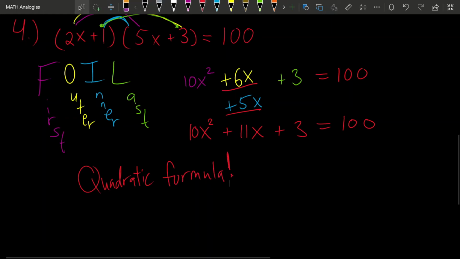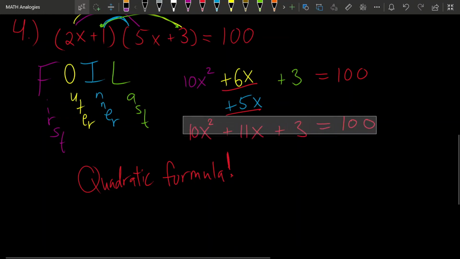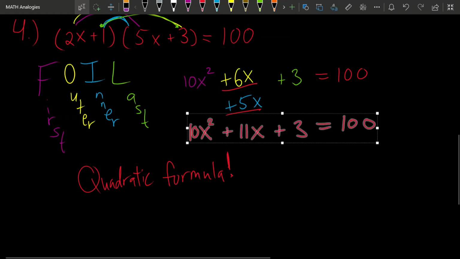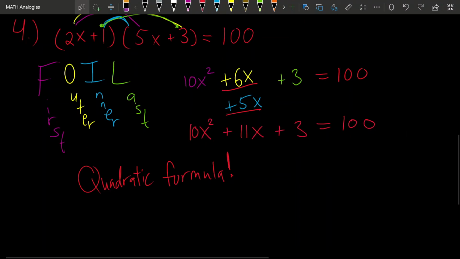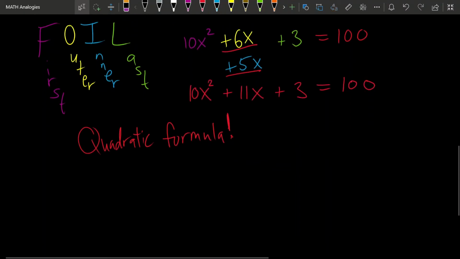Alright, so basically there's this math formula that if you give it a question like this, 10x squared plus 11x plus 3 equals 100, it will output the 1 or 2 correct answers for x possible. Alright, so there's only one thing we actually have to do to use the quadratic formula, and that's to get everything on one side with just 0 on the other side.